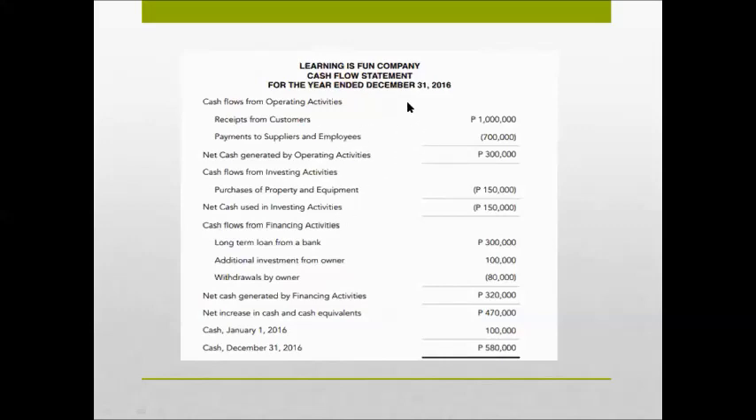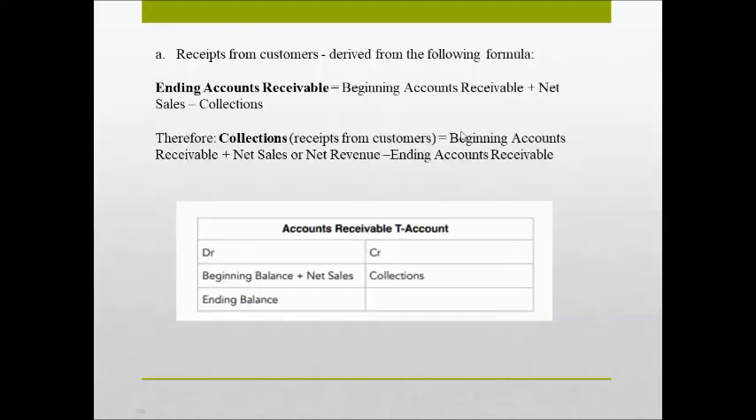Pero sa mga example naman sa mga books or sa mga sources natin, they are already given naman. But if in case na kailangan silang i-compute, so this will be the computation. If we are computing for the receipts from the customer, when we say receipts, ito yung mga na-receive na natin, na-collect na natin from our customers. So amount na binayad na sa atin ng mga customers natin.